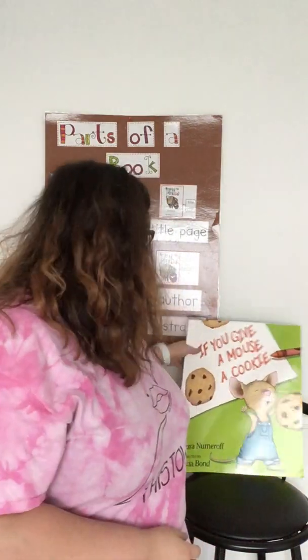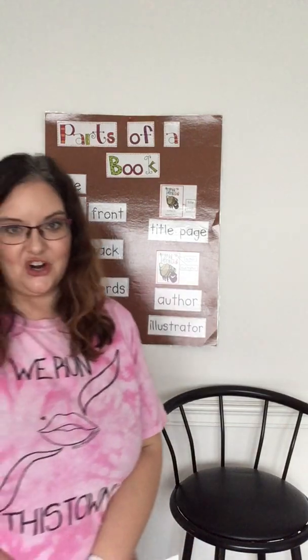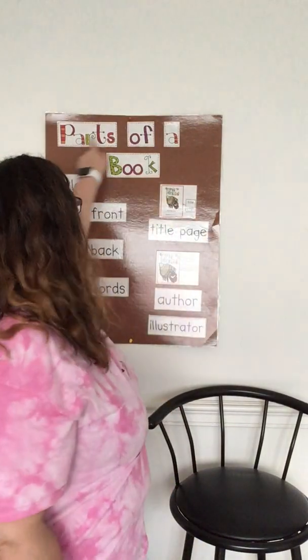So today we're going to learn about the parts of a book. Just like you have a body that has different parts, like your arms, your hands, your head, the books that we read have parts too. So I have a chart back here. It's called an anchor chart and it says parts of a book. It's going to help us to learn the parts of a book.